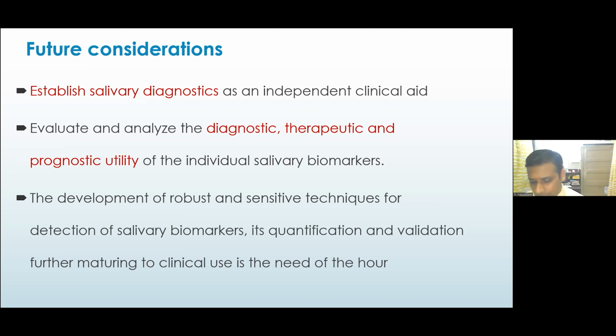It has to be substantiated and quantified, however, but there are certain times, especially with oral diseases, that saliva can serve as a tool to identify certain biomarkers which may not be seen in the blood, or which may probably be affected by systemic illnesses. And the need is to actually establish salivary diagnostics as an independent clinical aid. We try to evaluate and analyze the diagnostic, therapeutic, and prognostic utility of individual salivary biomarkers, which is very important to do, because unless we do that, we'll not know what test to be done when.